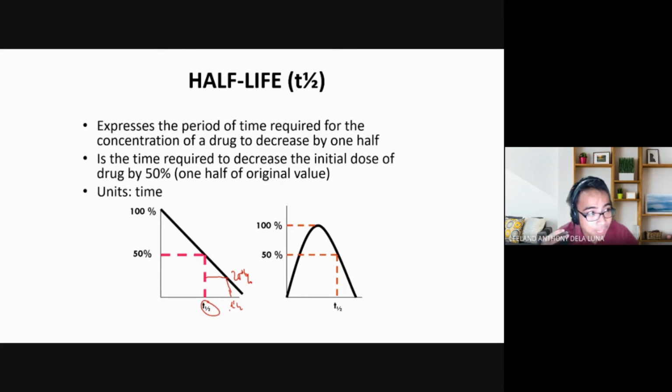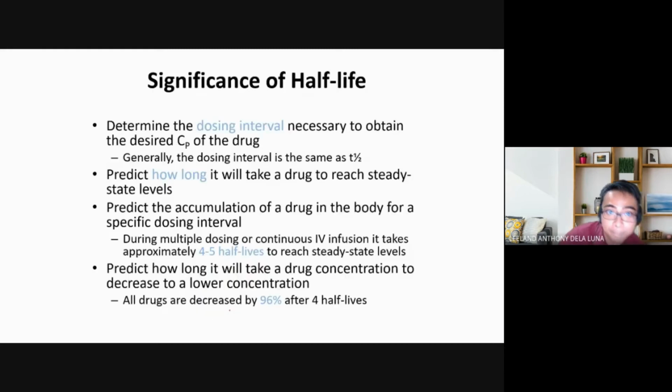And the units, class, for half-life will always be units of time. So it could be in days, months, seconds, minutes, hours. Mas common ang hours. So why is it important? Half-life, class, is basically used to determine your dosing interval. We'll talk more about this once we reach multiple dosing intervals, when we start to compute for maintenance doses. It's necessary to obtain the desired CP of the drug. So generally, the dosing interval is almost the same, I'm not saying all the time, but almost the same as your half-life.